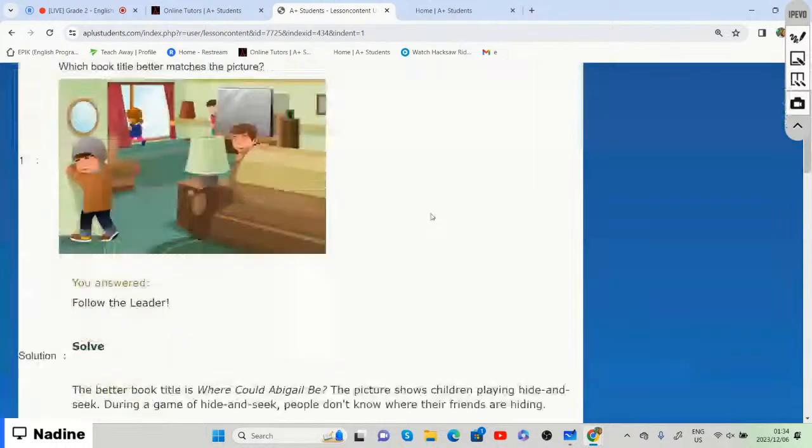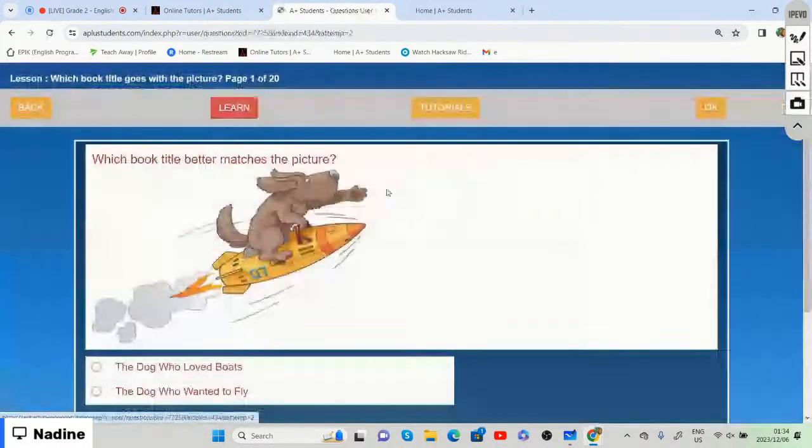All right, let us go to our test page. And in our test page, we are going to say which book title better matches the picture. So which one better matches the picture? Is it The Dog Who Loved Boats, or The Dog Who Wanted to Fly? If we look at those two titles, which book title do we think better matches the picture?